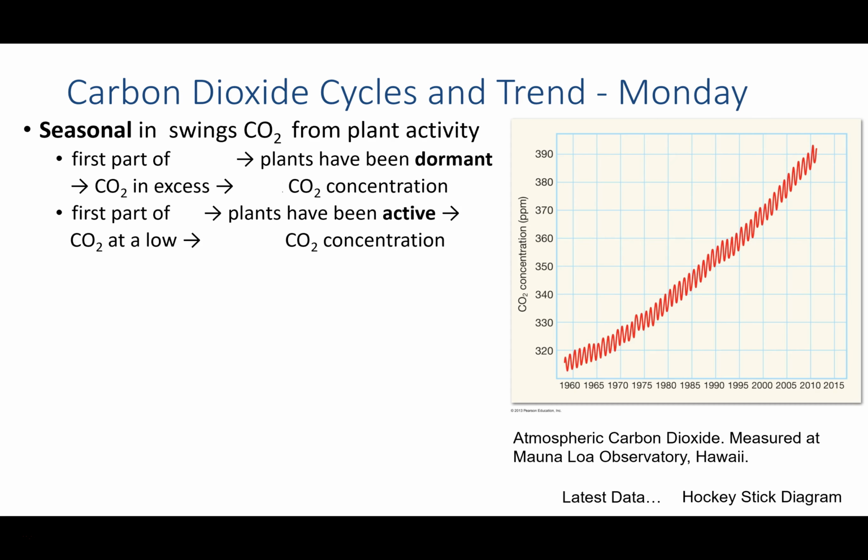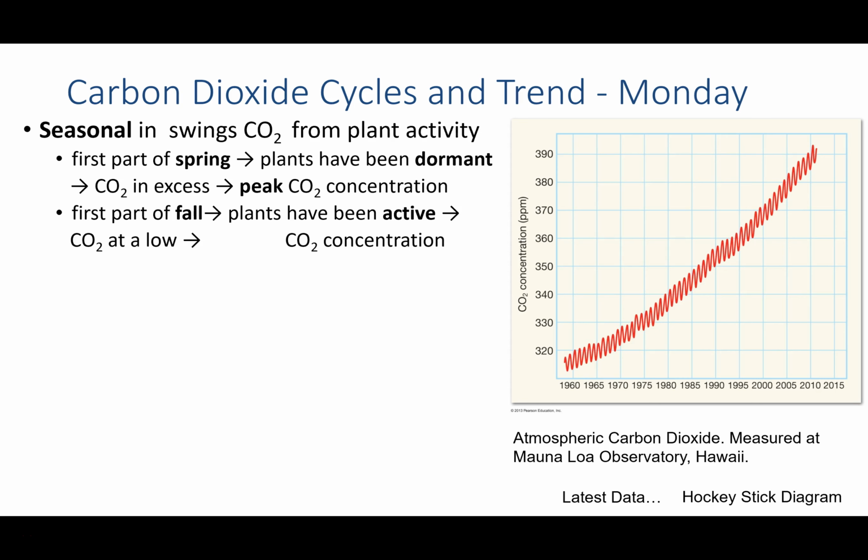So the squiggle is a seasonal change related to plant activity. First part of spring, plants come out, and that's going to happen soon. According to the groundhog, right? No. First part of spring, the plants have been sleeping, and there's lots of carbon dioxide. So in spring, when you're like, oh, the plants are coming out, why is there so much carbon dioxide? Because no plants can use it. Well, they've been dormant. So there's a peak there.